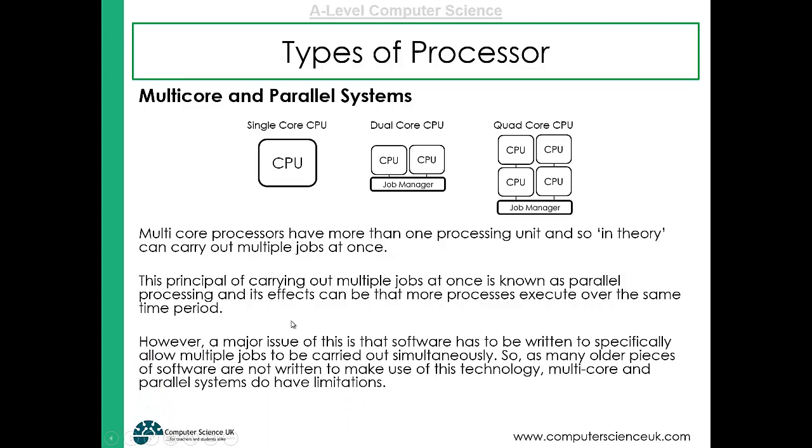But remember, as I said in the previous video, a major issue with this is that software has to be written to specifically allow multiple jobs to be carried out at the same time. So as many older pieces of software aren't written to make use of this technology, multi-core and parallel systems do have limitations. Even if they had, let's say, 8 cores, if they're only running one bit of software which isn't designed for that particular architecture, then you wouldn't get any of the benefits.